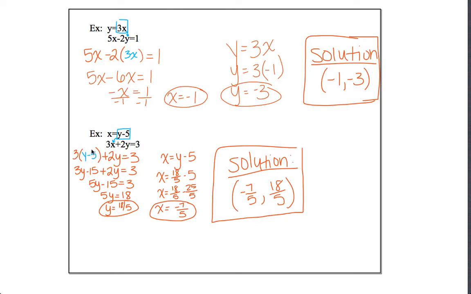I have 3 times y minus 5. Remember, that used to be x, but now it's y minus 5. Plus 2y equals 3. So let's distribute: 3y minus 15 plus 2y equals 3, and then you can continue to solve and you will get y equals 18/5. So now that we know the value of y, where both of those equations will be the same, we can substitute that in. So I just picked the first equation because it's just a lot easier to substitute values in. So x equals y minus 5, let's substitute y for 18/5, and you get x equals negative 7/5. So their intersection point is negative 7/5, 18/5.